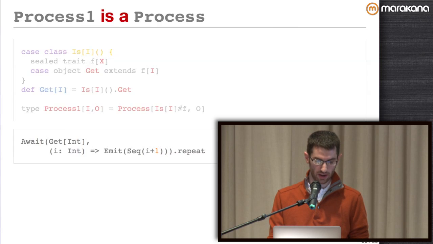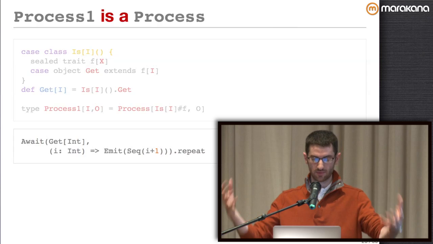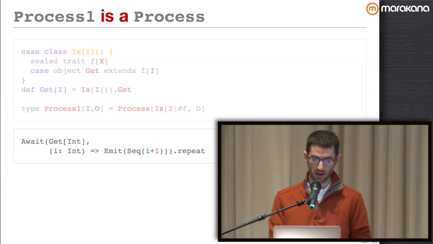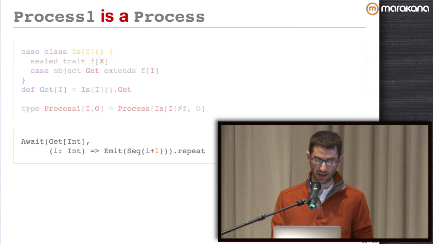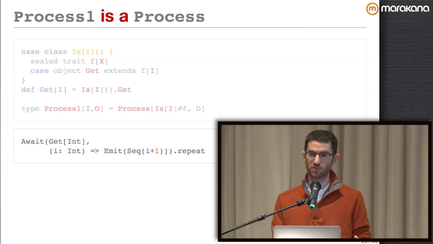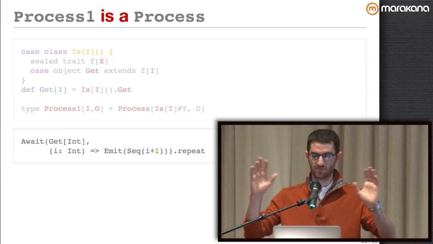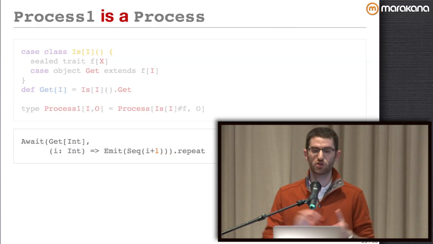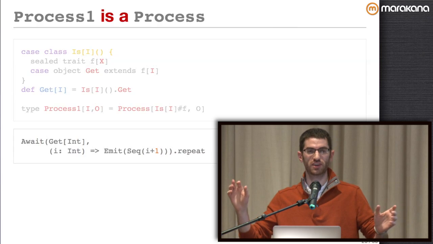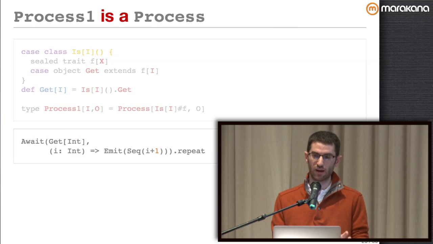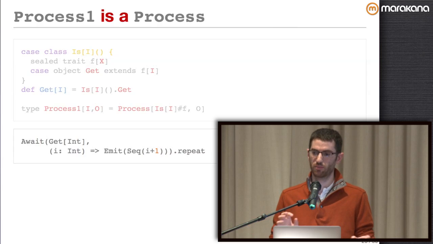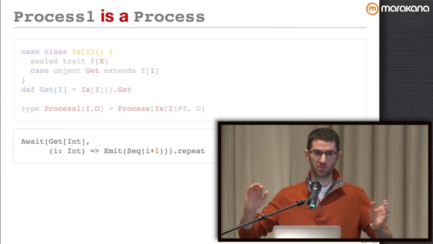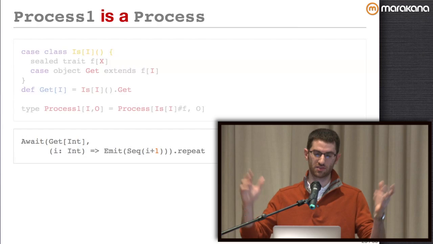If we look at a call to await, we're going to say await, get me an integer, and then the integer that we get back, that type integer has to agree with the type of the input to this function. If you're not following this exactly, it's not too important. The takeaway is that we're able to construct an F that constrains the type of requests that we can make. In this case, we're just saying we can only request values of type I.